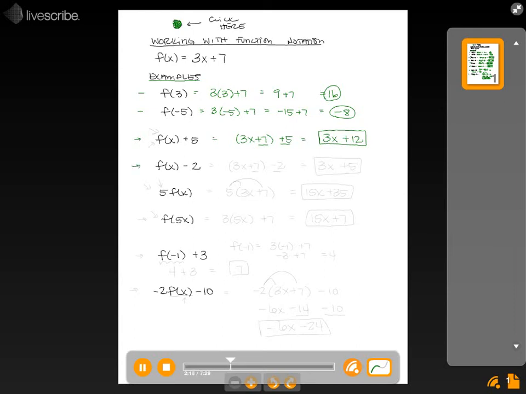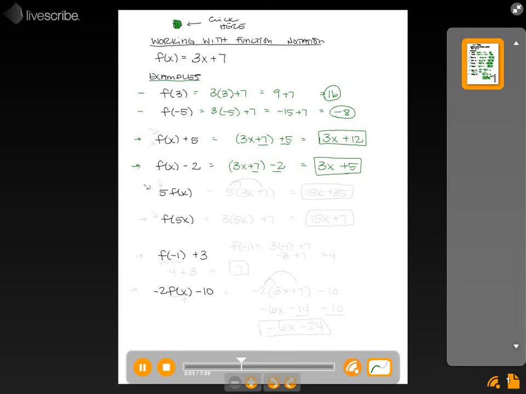Same idea. F of x minus 2. So every place we see an f of x, we're going to completely swap out the whole function. Well, f of x is really 3x plus 7. And then we have minus 2 at the end of that. And then we'll do order of operations to simplify this. Can't multiply, nothing to divide, anything like that. No powers. So all we're going to do is combine the 7 and the negative 2. We end up getting 3x plus 5.